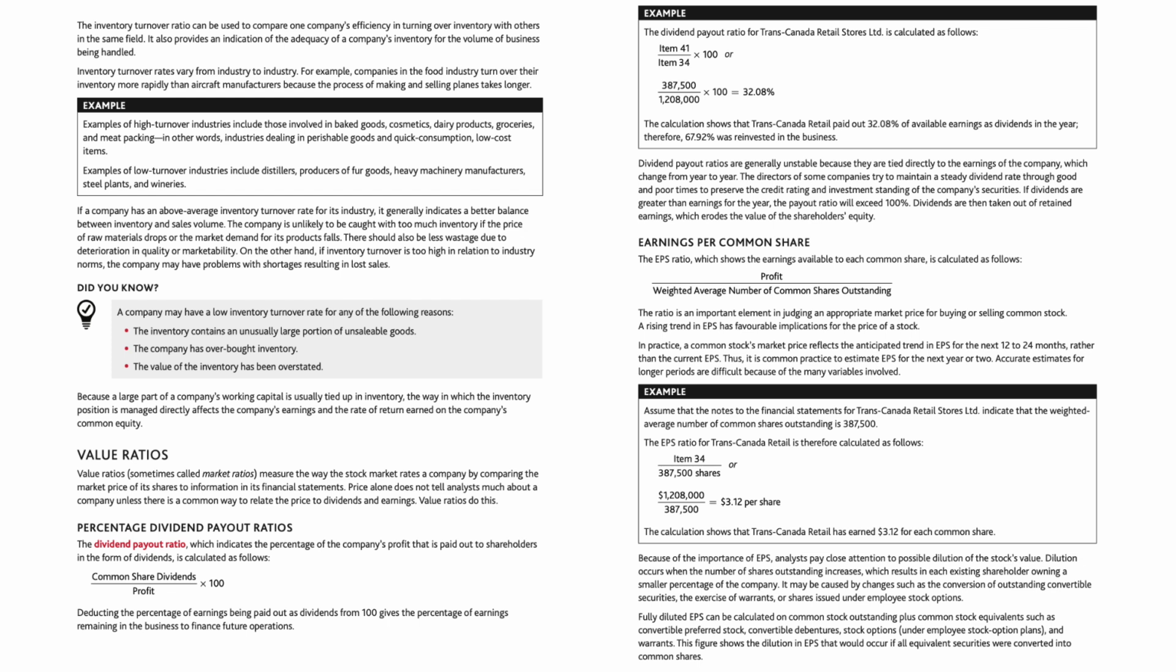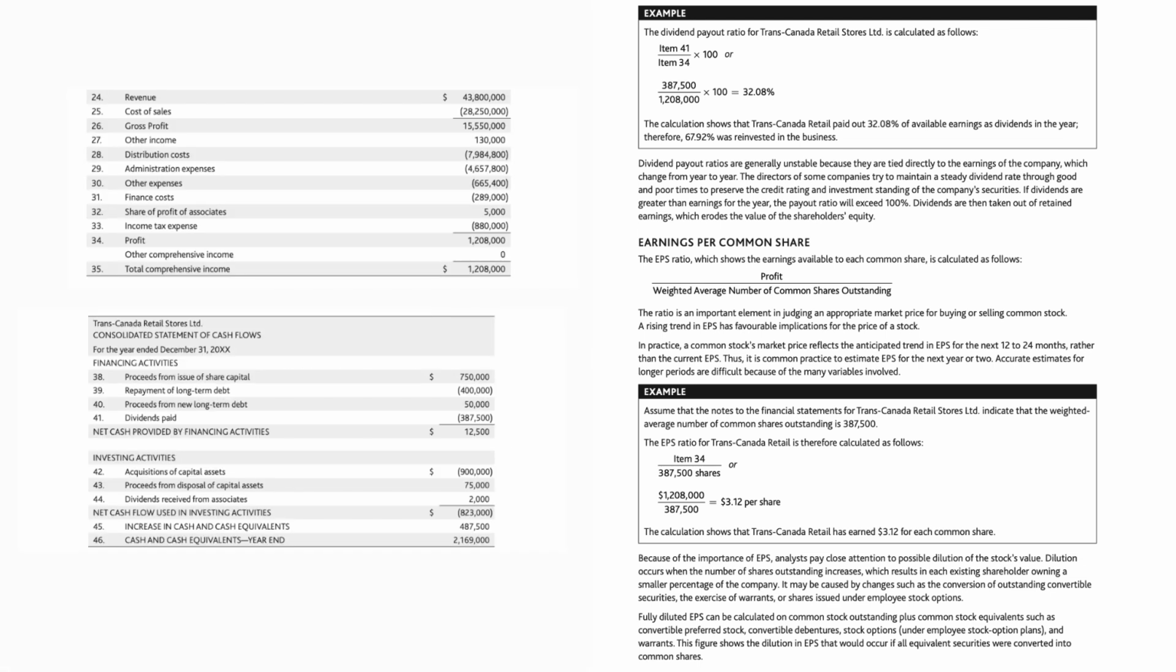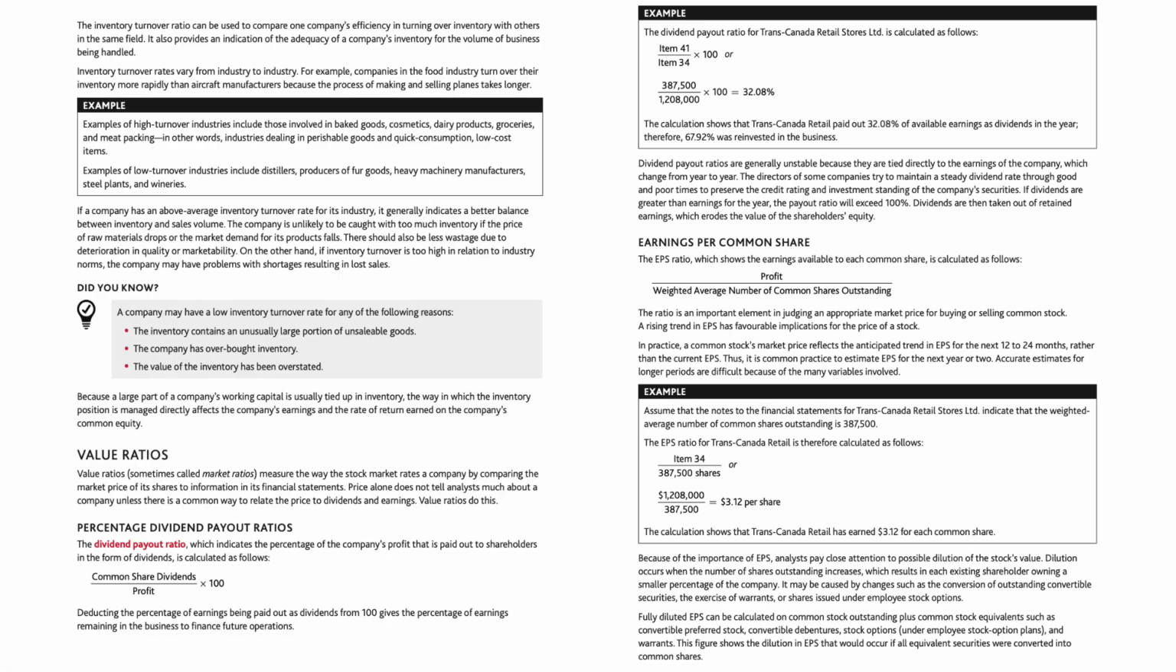For an example, the dividend payout ratio for TransCanada Retail is calculated as follows. Item 41 divided by item 34, which is 32.08%. The calculation shows that TransCanada Retail paid out 32.08% of available earnings as dividends in the year. Therefore, 67.92% was reinvested in the business. Dividend payout ratios are generally unstable because they are tied directly to the earnings of the company, which change from year to year.